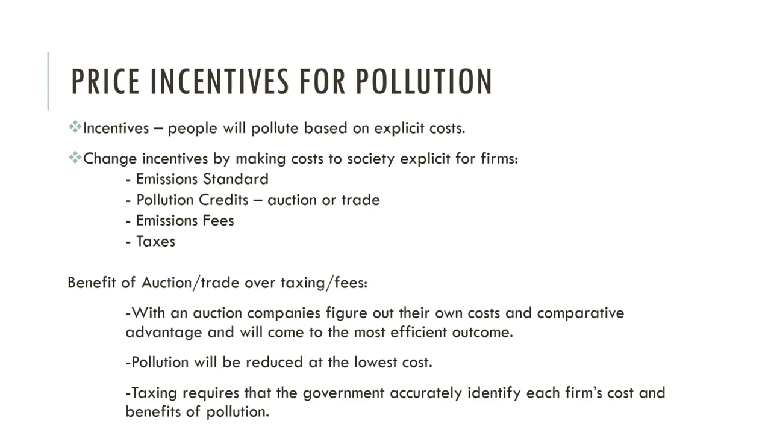Taxing and fees require that the government is accurate in identifying each firm's cost and their benefits of pollution. You can add a tax to a company, but if you're wrong about the slope of their supply curve, they may just keep polluting the same amount. So if the goal is to actually reduce the pollution, then it takes a lot more work on the government's part to do a good job. If you issue credits or emission standards, like you can only pollute this amount, you're going to end up with better outcomes.